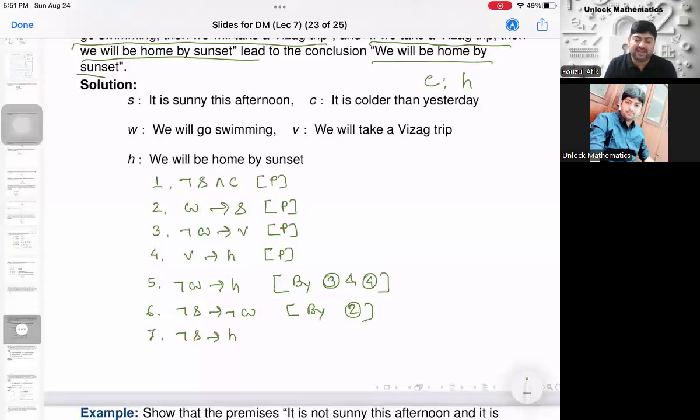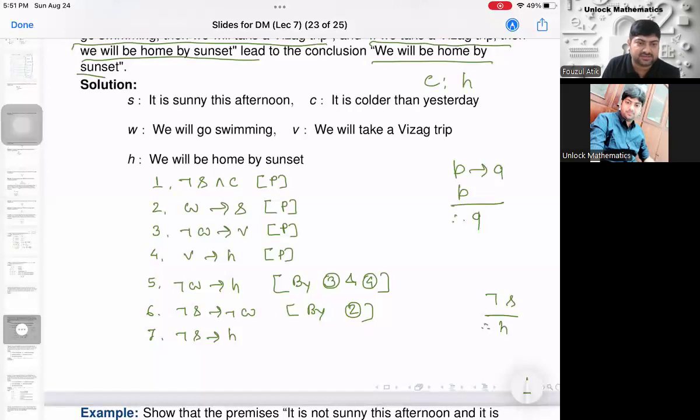Now you see that I know some rules of inference. If I have P imply Q and if I have P together, I can extract Q. This is the first rule of inference. So I have not S imply H, which is of the P imply Q type. If I somehow get not S, then by applying number 7 and this one, I can get the conclusion H.